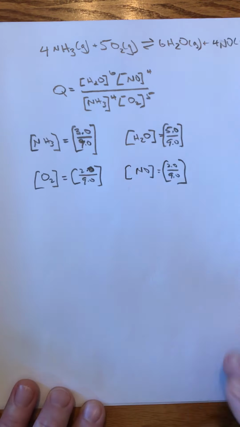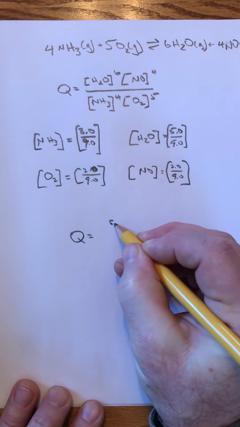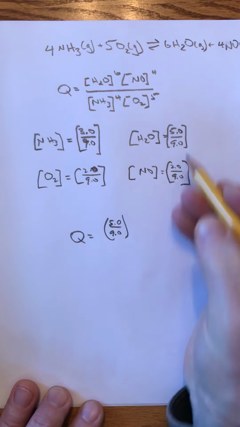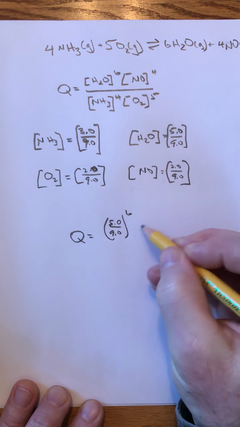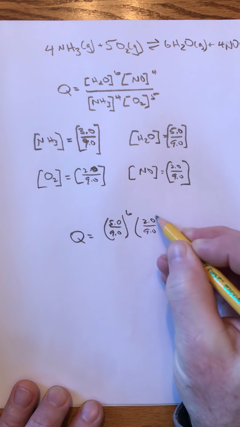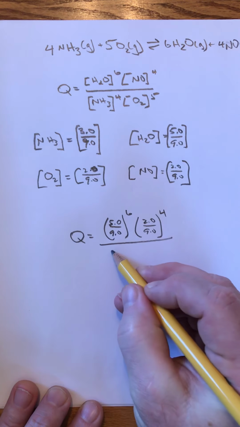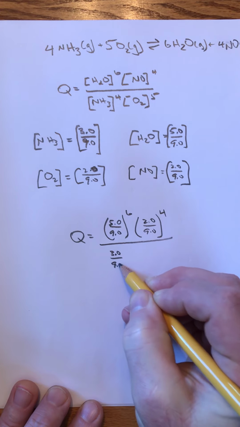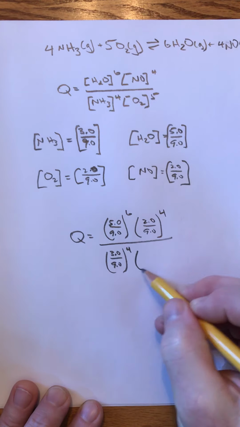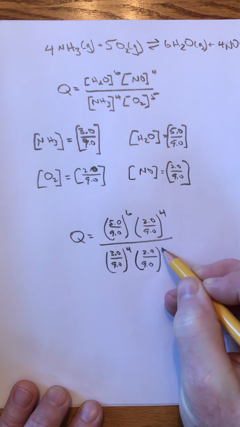You can say, all right, let me recenter here. Q is going to be H2O. H2O was 5/9, and that is raised to the 6th power. And then I've got NO. NO is 2/9, and that's raised to the 4th power. That whole thing is over NH3, okay, that's 3/9, and that's raised to the 4th power, and then O2, which is 2/9, to the 5th power.